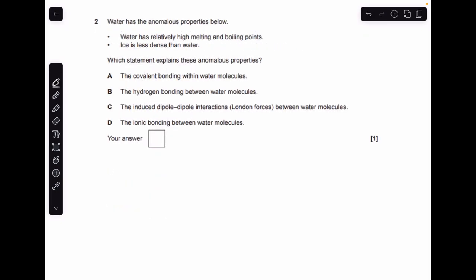Moving on to number 2, nice and easy this one. So the anomalous properties of water are all down to the hydrogen bonds. So B was the answer.